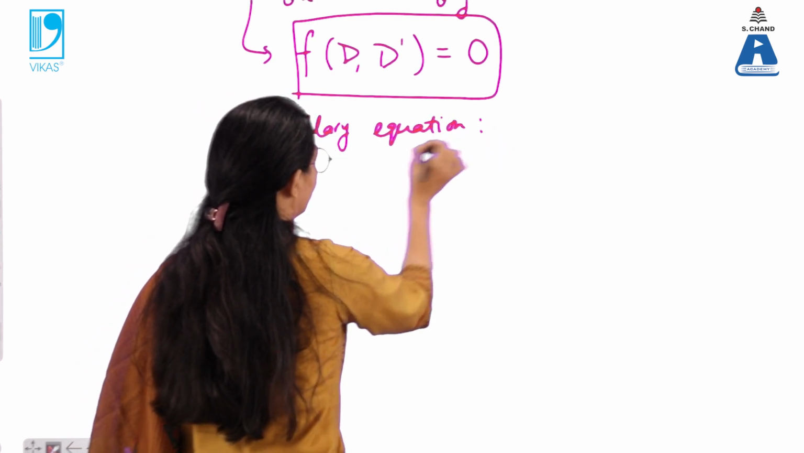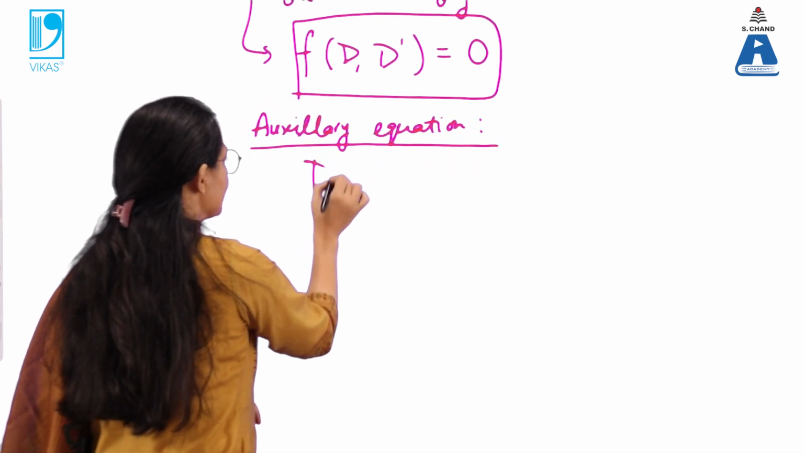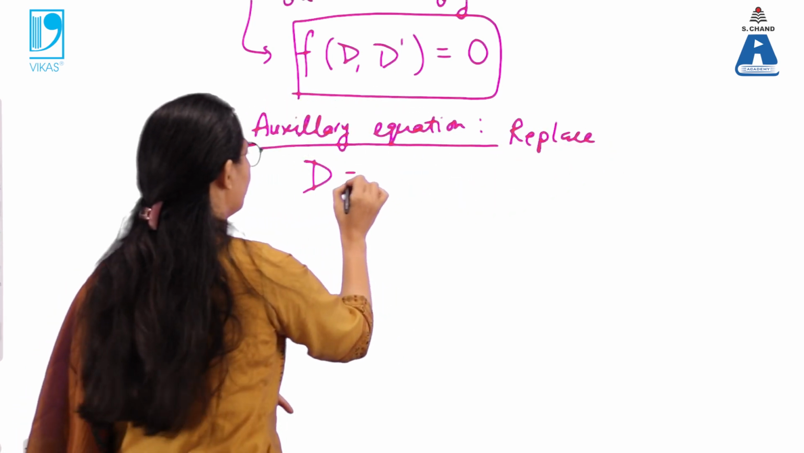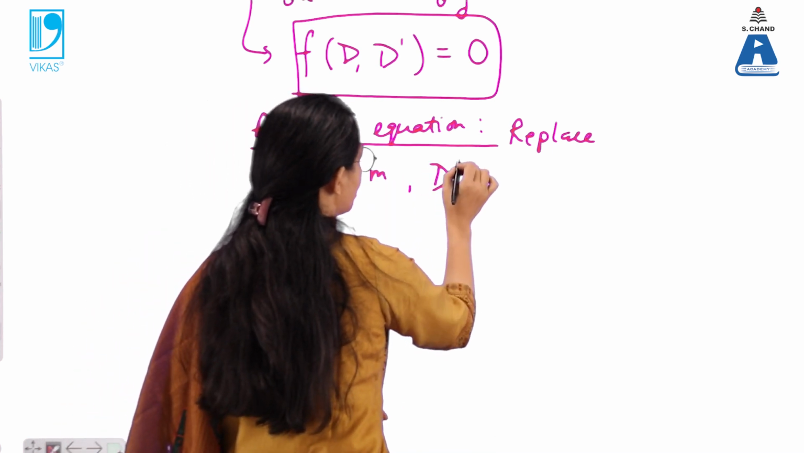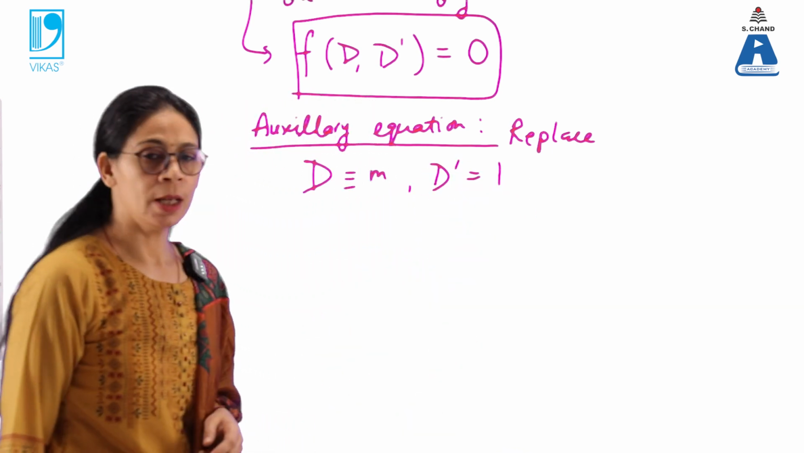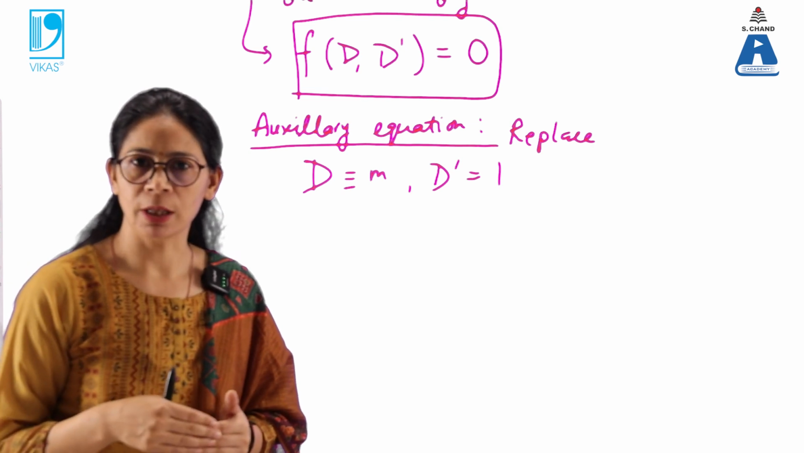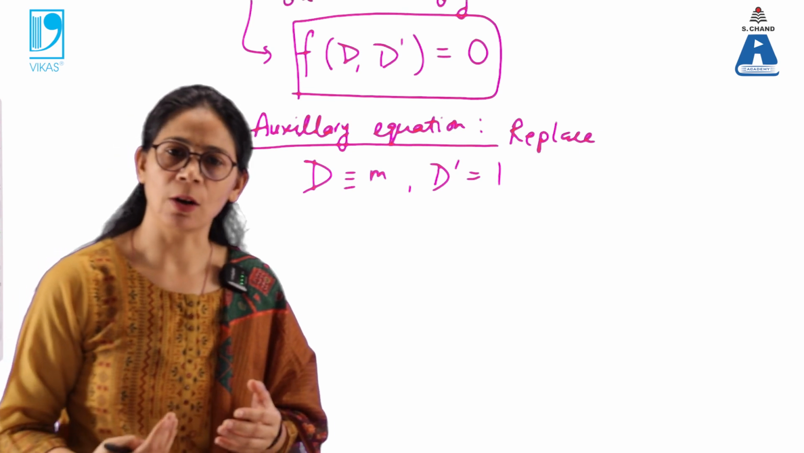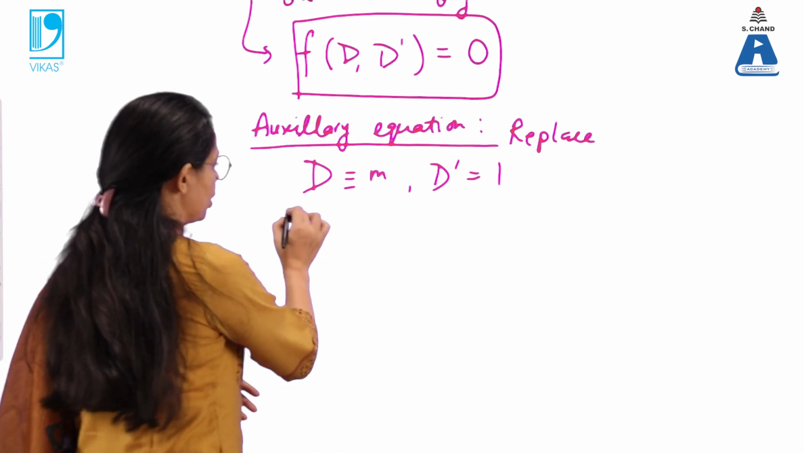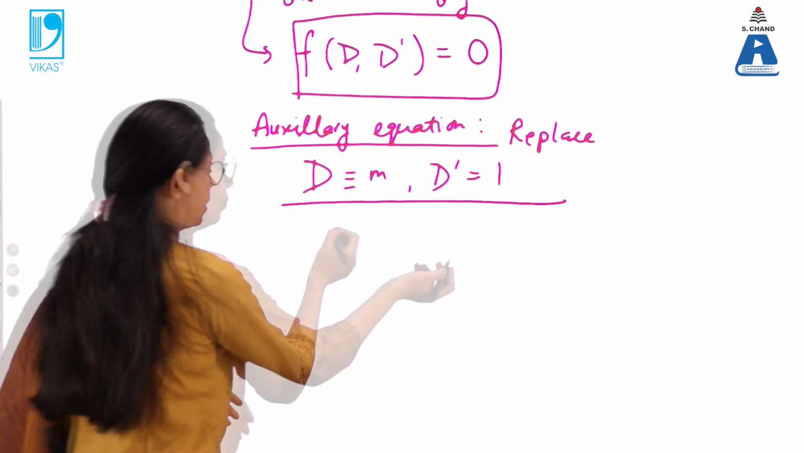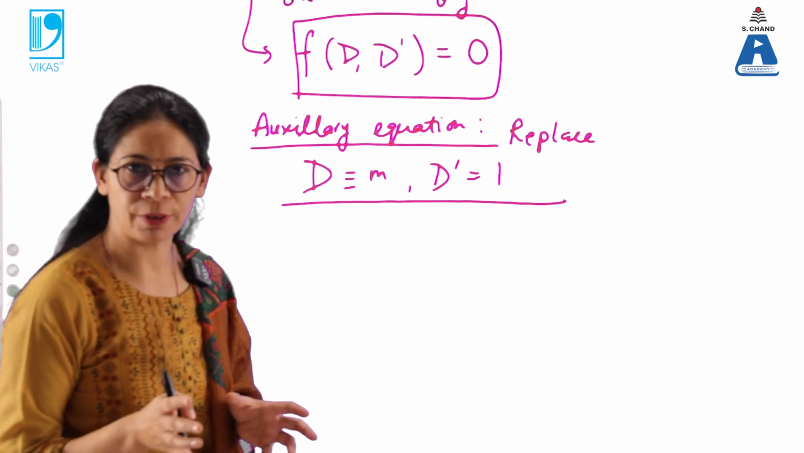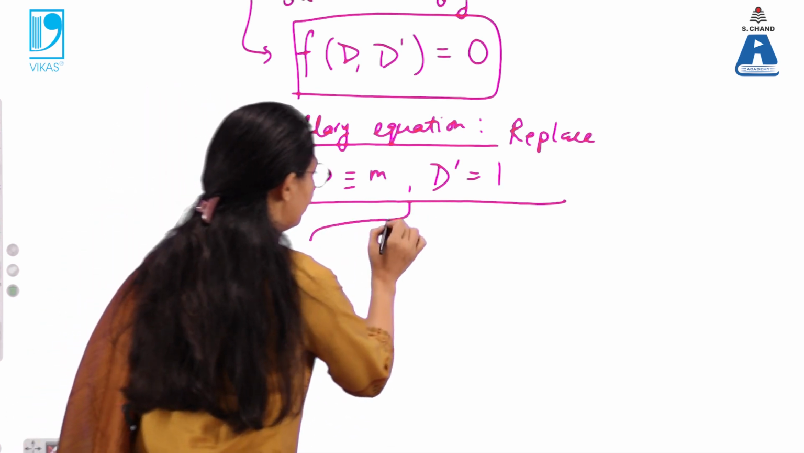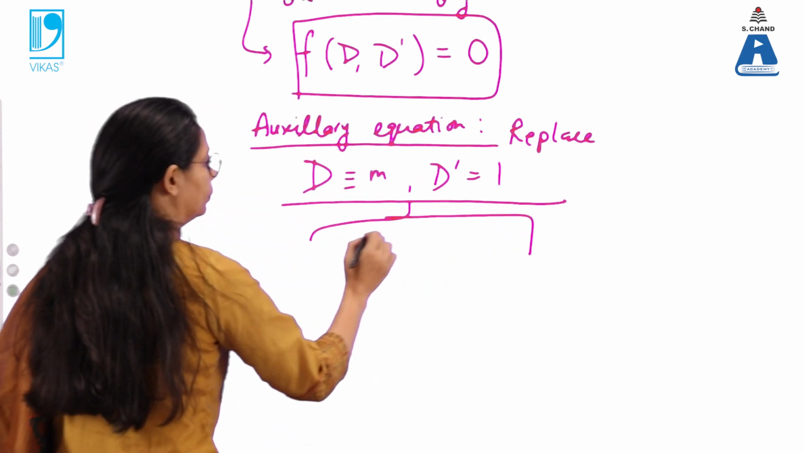How to write down the auxiliary equation for this? We will replace this D with m and D dash with 1. Since it is a second order partial differential equation, for sure it will be converted to a second order polynomial in m. That equation will be solved for the value of m. Now for sure we will get two values of m.